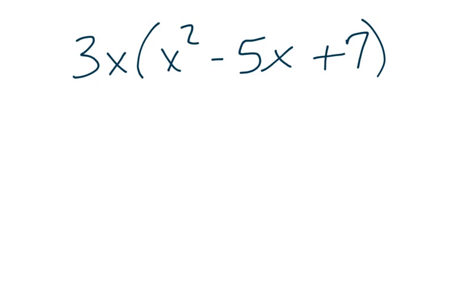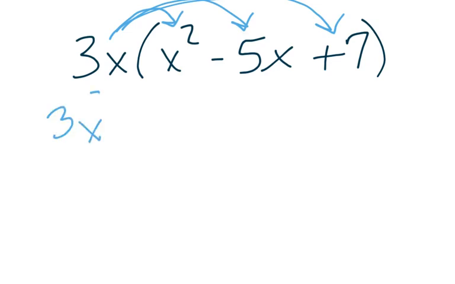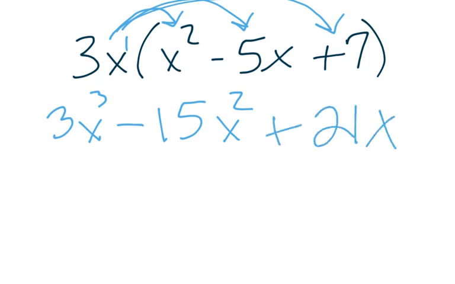Okay, looking at the next one, it doesn't matter how many terms are in the parentheses, you still follow the same steps over and over and over. So 3x is going to get distributed to everything in parentheses. Keep in mind that when you're multiplying variables with exponents, you will add the exponents. So 3x times x squared becomes 3x to the third, because that's like a 1 plus 2. Minus 3x times 5x is 15x squared, plus 3x times 7 is 21x.